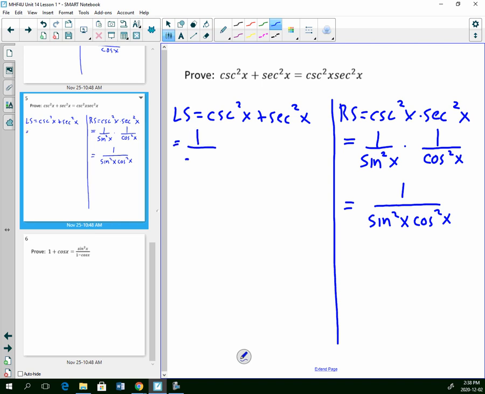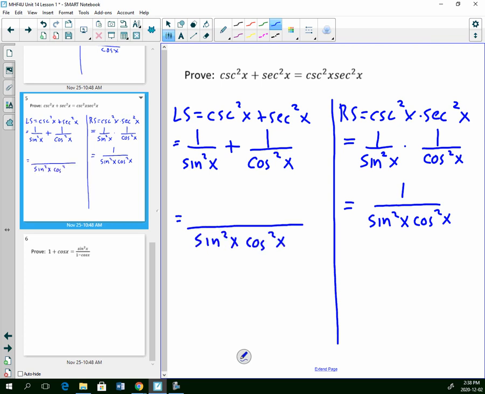So cosecant is 1 over sine, and it is squared. And secant is 1 over cosine, and it is squared. What can I do to simplify? Well, now I'm adding terms, so I could find a common denominator and add these together. So my common denominator would be sine squared x cos squared x. So this one needs to get multiplied by cosine, and this one needs to get multiplied by sine. And do the same in the numerator. So in the numerator now, I have cos squared x plus sine squared x.